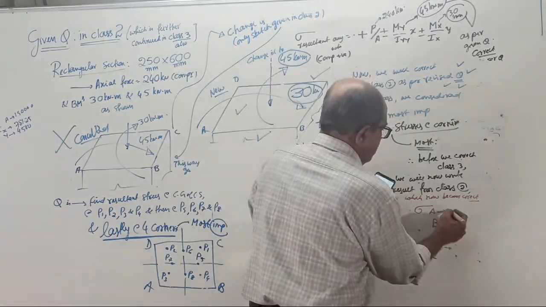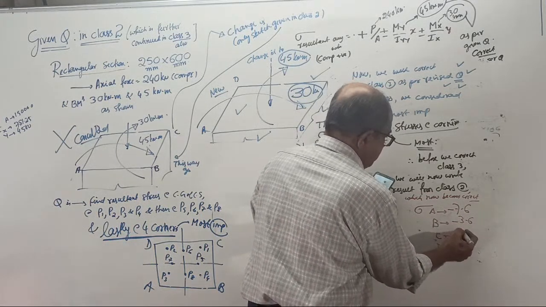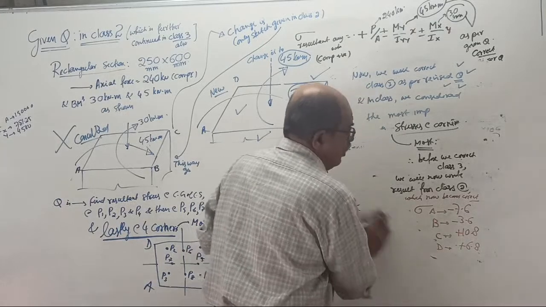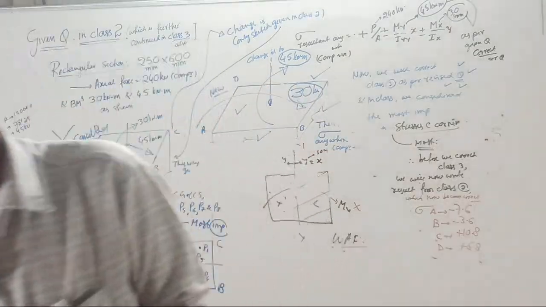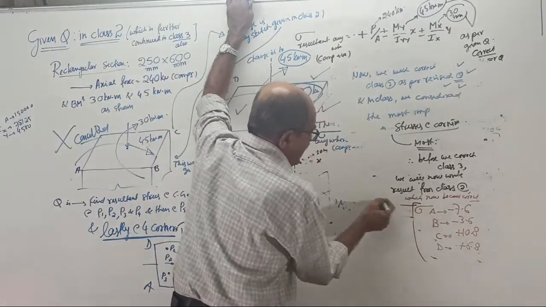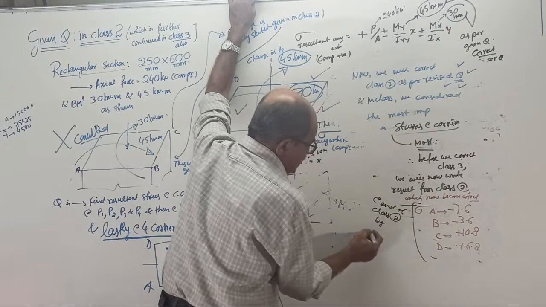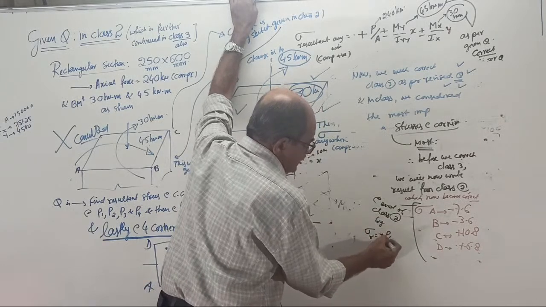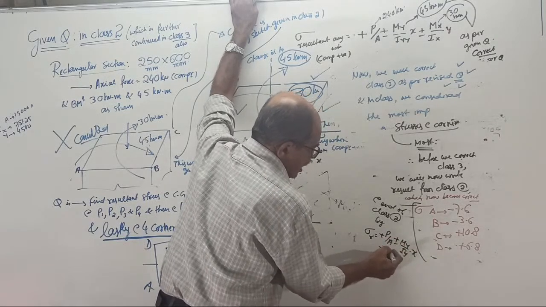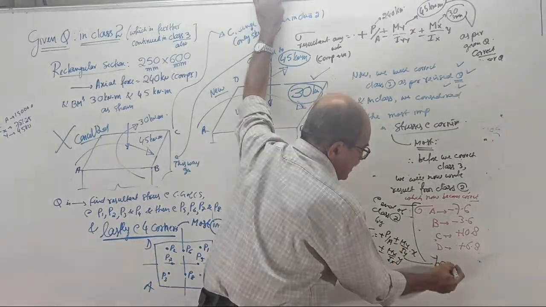So the answers are minus 7.6, minus 3.6, plus 10.8, and plus 6.8. Make a note here: this is the result we got at the end of class 2, by using the equation sigma resultant equal to plus or minus P by A plus or minus My by Iy into x plus or minus Mx by Ix into y. That is, use the basic equation.